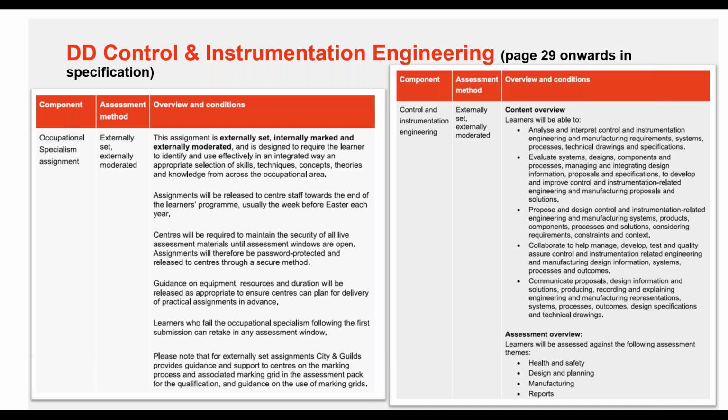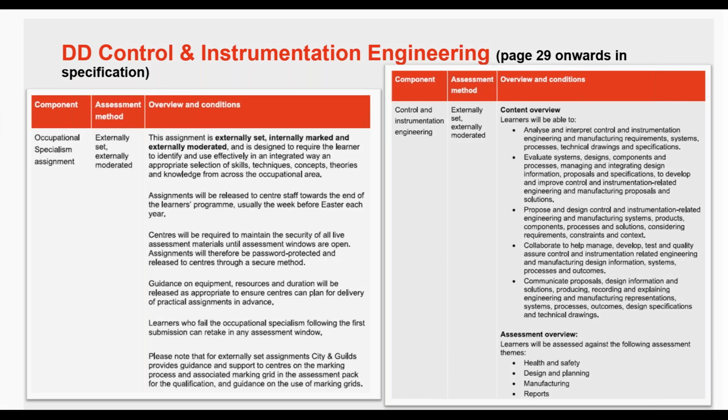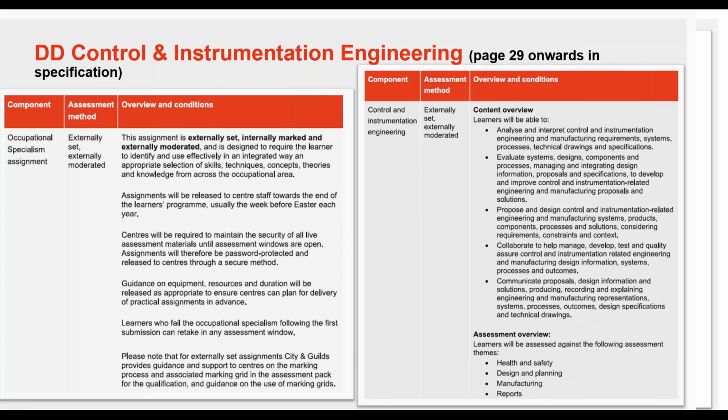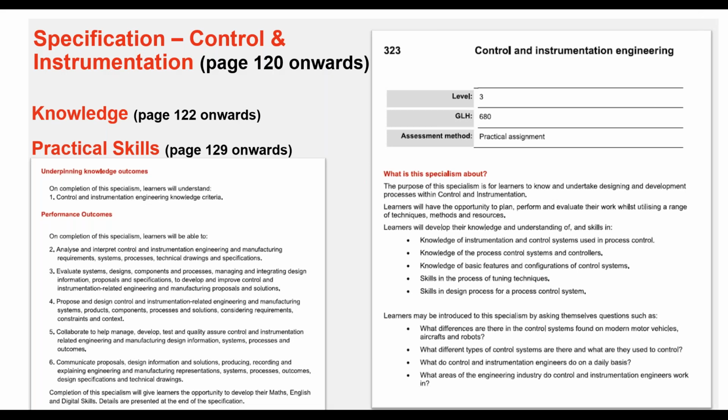For control and instrumentation, the specification is on page 120 onwards. The knowledge is on page 122, and the practical skills is on page 129 onwards as well. So with control and instrumentation, you're thinking about robots, you're talking about controllers, you're talking about even mechanical, electrical controllers, and so different types of systems as well. So again, this is where those who want to go into that specialist area of control and instrumentation, it's a variety of different areas. So a bit mechanical and a bit electrical built into one.